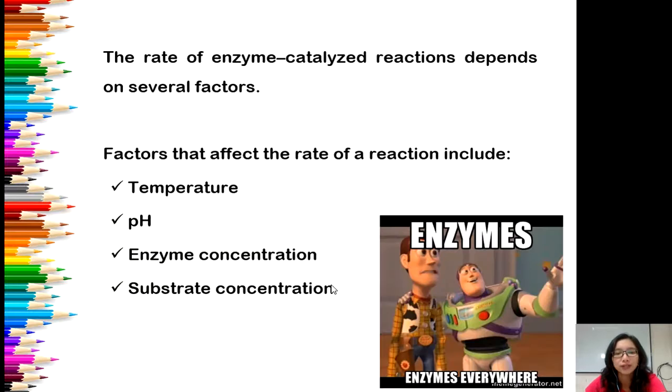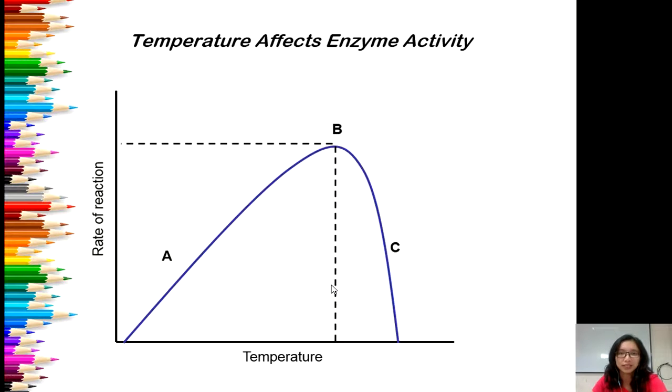Okay, so the first factor is the temperature. This is how the temperature affects enzyme activity. If you see in this curve, I divided it into three regions, A, B, and C. If you are asked to describe the effect of temperature on enzyme activity, remember, when you describe, you only describe the shape of the curve. Mention the y and the x-axis and also quote some of the data if it's provided.